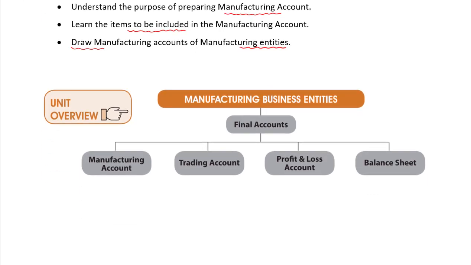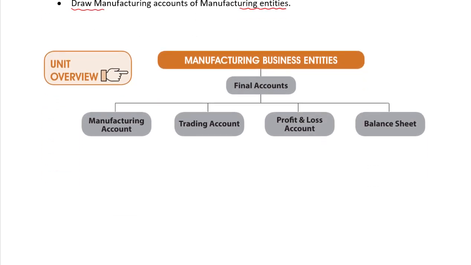Overview of the unit. Manufacturing business entities. Final accounts of manufacturing entities consist of manufacturing account, trading account, profit and loss account, and balance sheet. Trading, profit and loss, and balance sheet, these three accounts need to be prepared in trading entities and manufacturing business entities. But in manufacturing business entities, one additional account needs to be prepared, that is manufacturing account. This is also called as cost sheet. So manufacturing account, trading account, profit and loss account, and balance sheet.